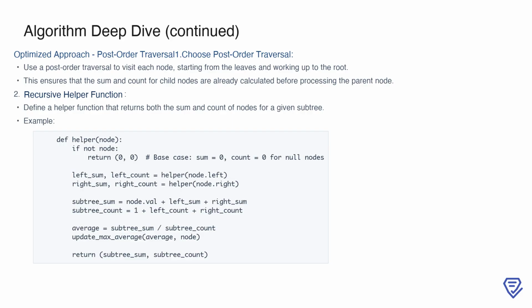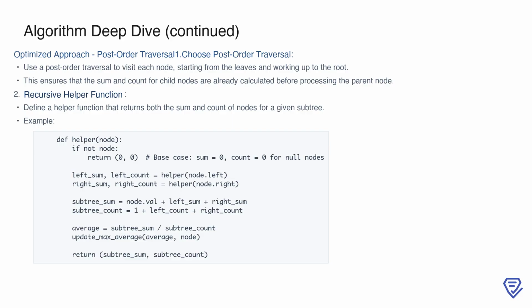The key here is to define a recursive helper function that returns both the sum and count of nodes for a given subtree. For a null node, the base case is straightforward: the sum and count are both 0. For non-null nodes, the function first computes the sum and count for the left and right children by recursively calling itself. The sum of the current subtree is then calculated by adding the current node's value to the sums of the left and right subtrees.